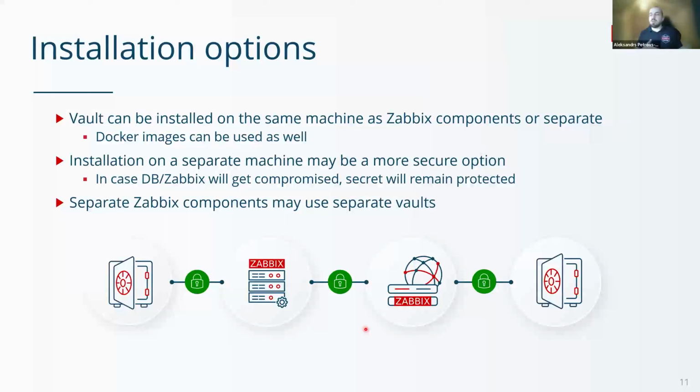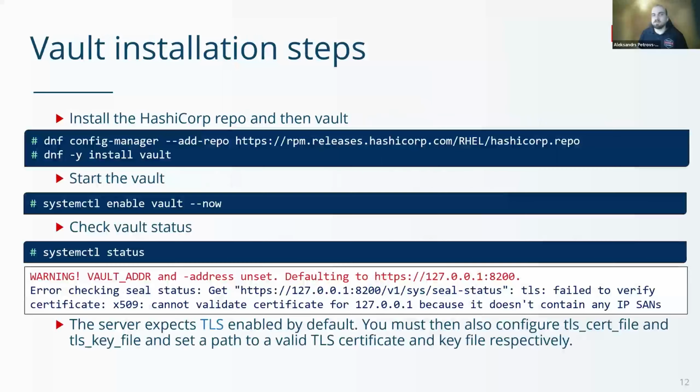But will you install it on bare metal, in a VM, in a cloud, in Docker? It's of course up to you. Use the way you usually use in your environment. So let's take a look at the Vault installation steps. The setup that was used in this installation is two machines. On one I had Zabbix and all the Zabbix related components. On the second one I had Vault, but again, you can spread it out.